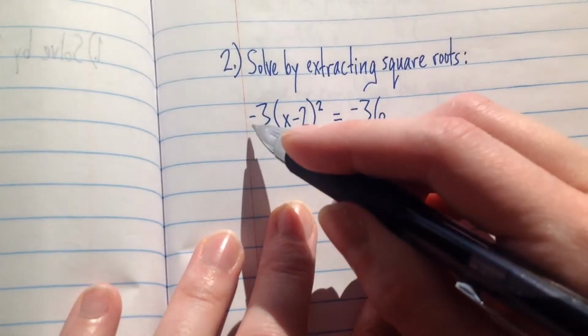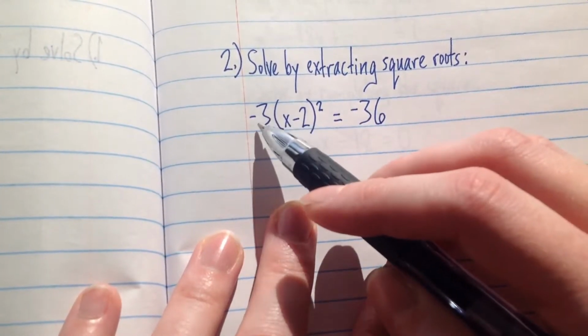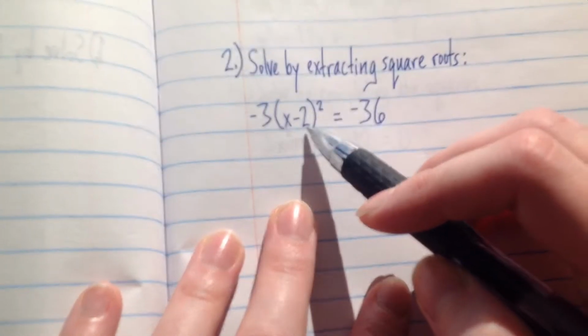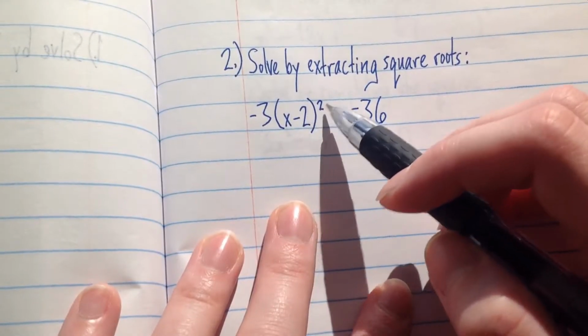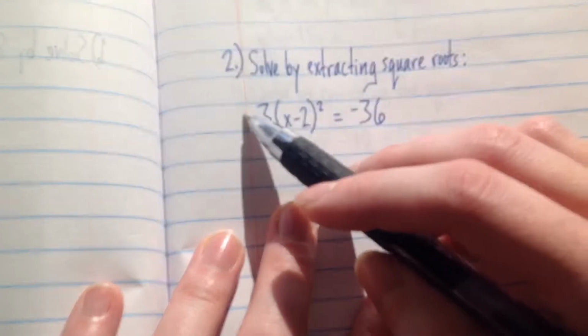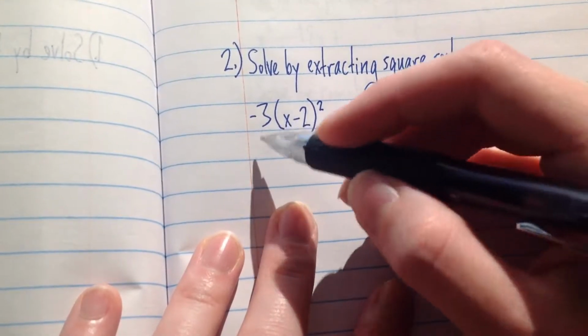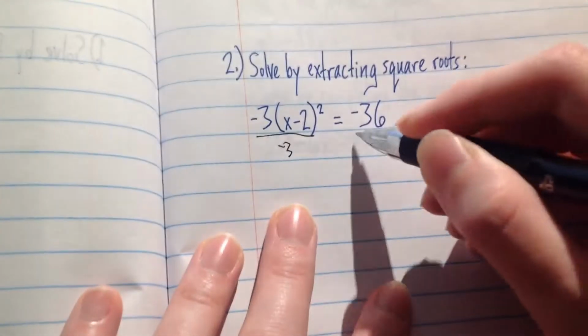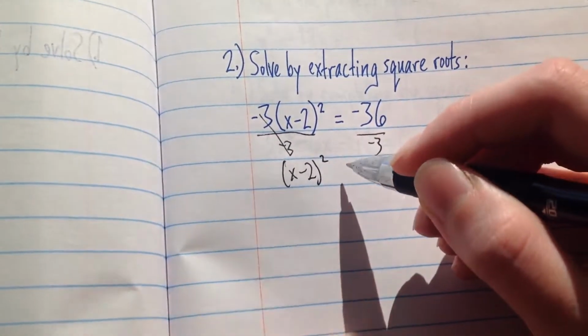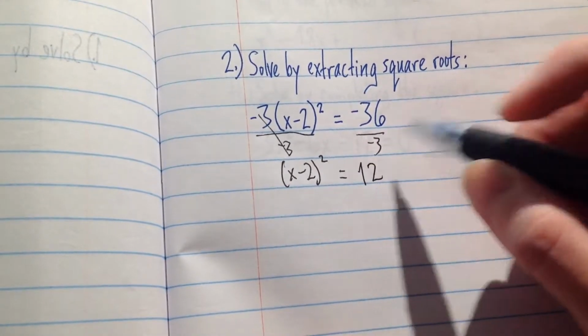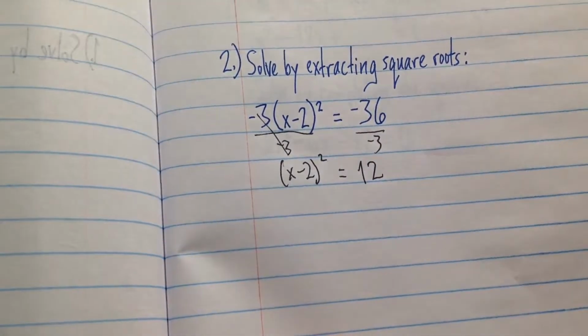Alright, so first thing we need to get rid of is this negative 3. Please do not be distributing this negative 3 into this binomial. Don't distribute it, just don't do it. That's being squared. So order of operations says exponents before multiplication. Just don't do it. Just divide it out. Divide. Alright, so we got x minus 2 squared equals 12, because negative divided by negative gives you a positive.